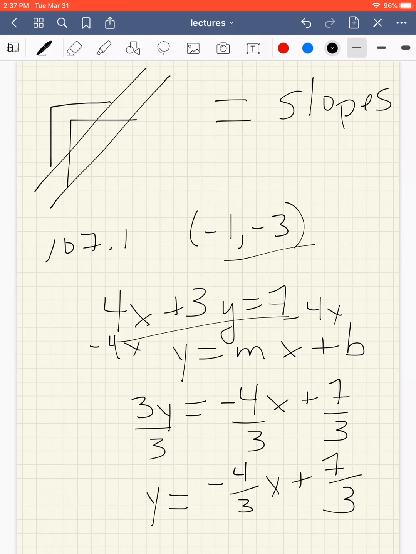Now remember, we're supposed to write the equation of the line that goes through this point but is parallel to this line. So all we need out of this equation is the slope. Remember, m is the number that's in front of the x. That's the slope. So in this case, m is -4/3. So we now have y equals -4/3 x plus b. And we know that the point that it went through was -1, -3.